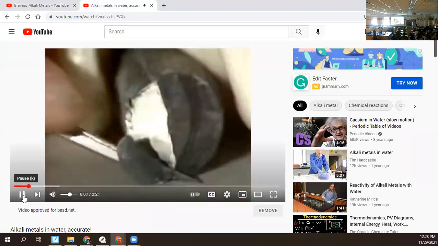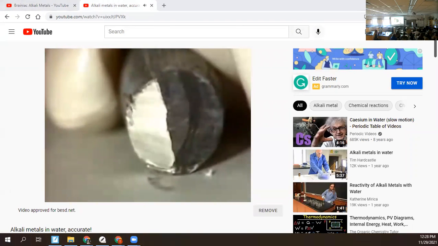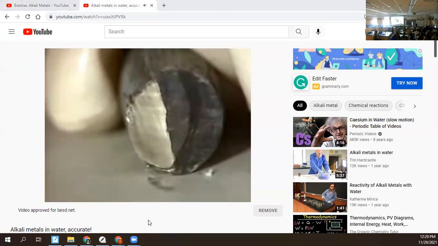Okay, are we ready? Cesium and francium. They're all soft metals which can be cut with a knife. In air, the elements quickly become coated with compounds that form on the metal surface. Here, for example, is lithium. When we slice it, you can see the metallic luster, but the black coating quickly reappears.